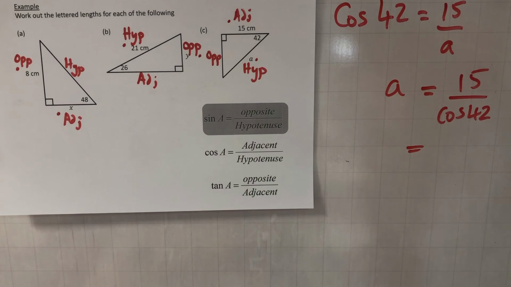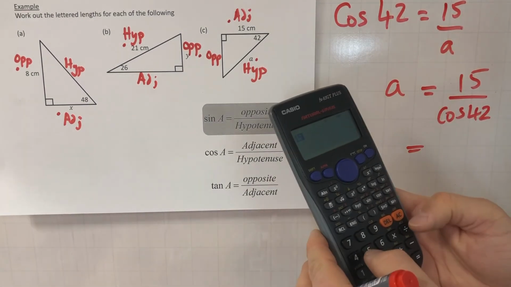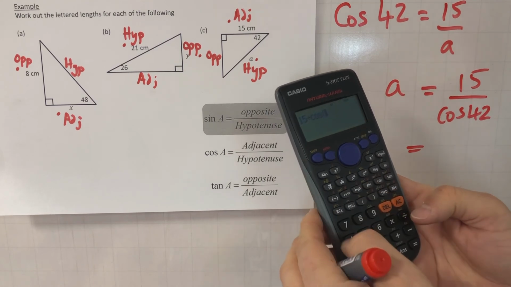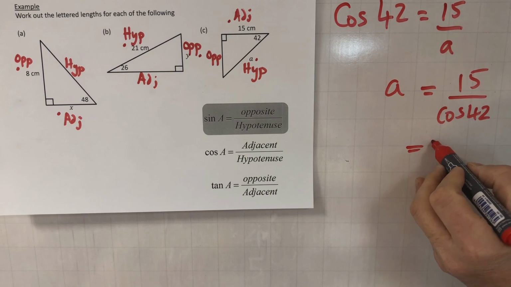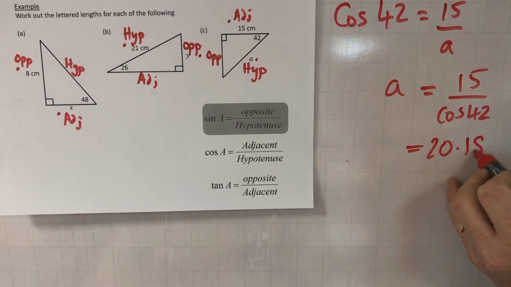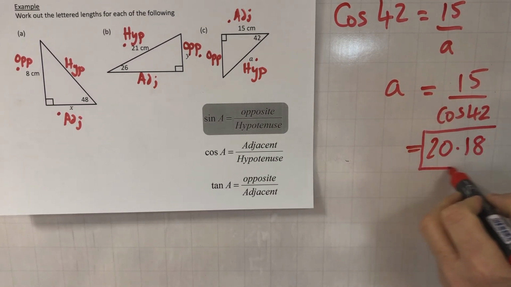I'll put that into the calculator once again. 15 divided by cos 42 equals, and 2 decimal places, we get 20.18. Because I'm cutting a 4 off, it stays as an 8.